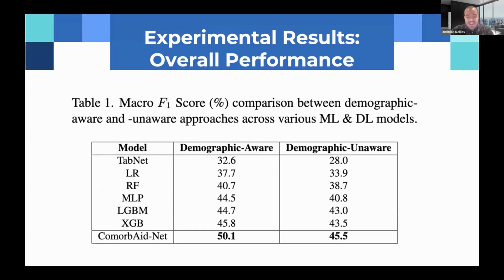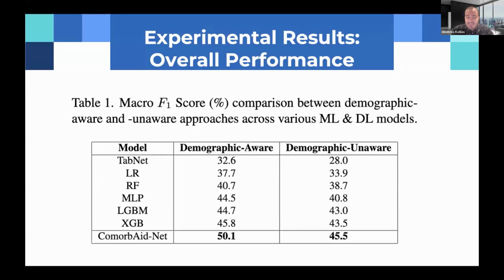The surprising thing here was that among all the other methods that we compared, this state-of-the-art deep learning method was the one that produced the worst performance, both in the demographic aware approach and the demographic unaware approach. Then we also used logistic regression, random forest, MLPs, artificial neural networks. We tried a lot of different variations, and then the boosting methods, LGBM and XGBoost.